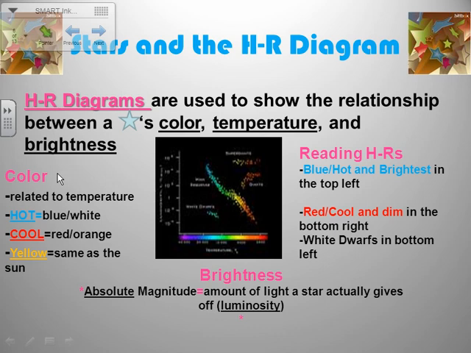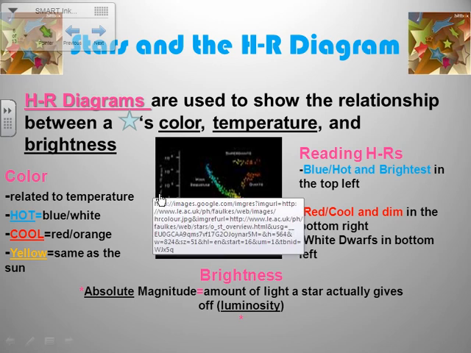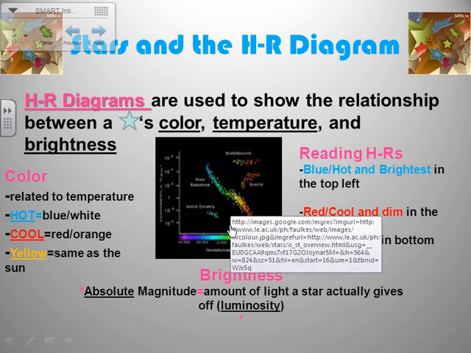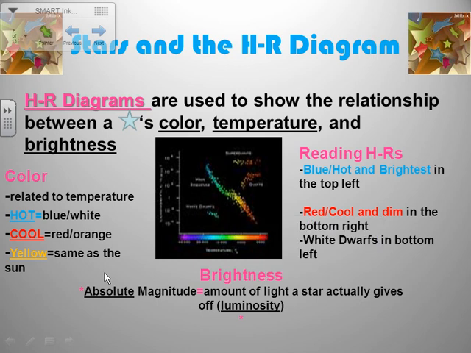First of all, if you look at the left-hand side of the screen here, with color, you'll understand that color is related to temperature. And this is not a very good picture of an HR diagram, but on the next slide I'll show you a better picture of an HR diagram. But you'll notice that the colors blue and white should represent hot, as we have here. And if it's a red-orange in color, that should represent cool or cooler. And if it's yellow, that's the same as the sun, and that's going to be around the middle area of the HR diagram.